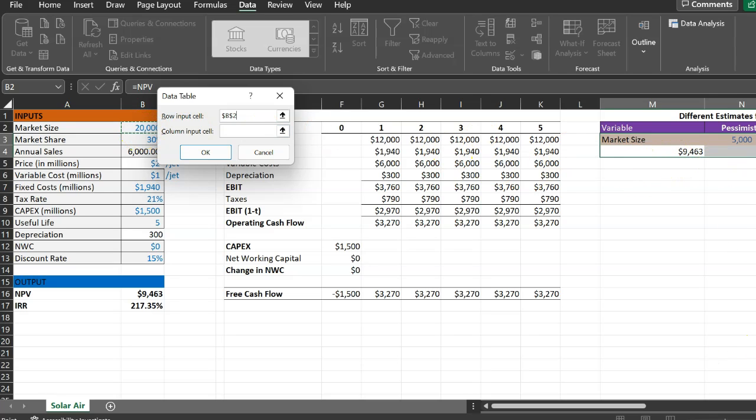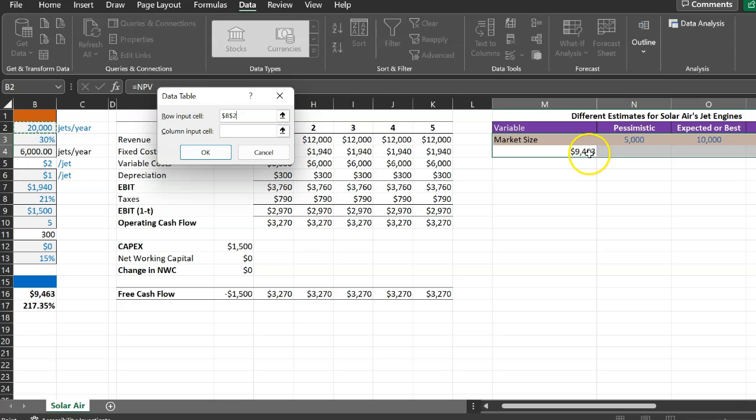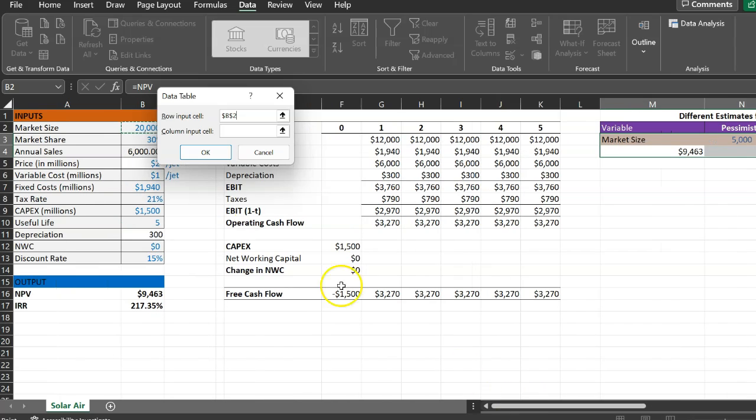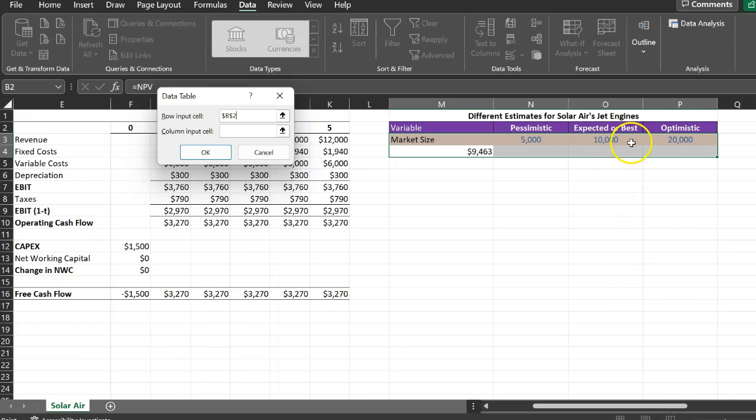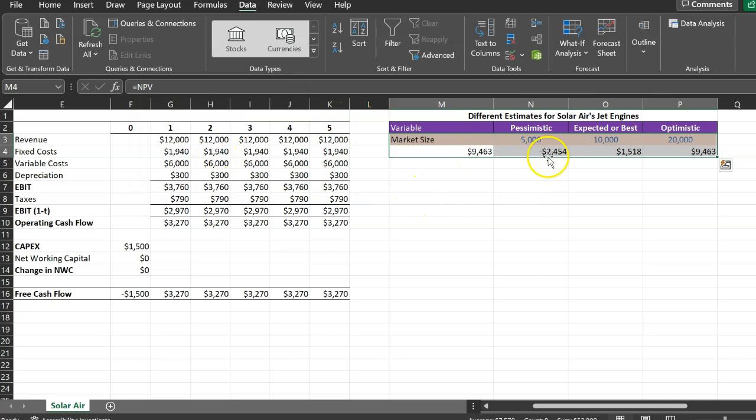When you highlight the cells in this way, Excel understands that you essentially want it to change the market size numbers to 5,000, then 10,000, and then 20,000 behind the scenes in this NPV formula. So when you press OK, it'll show you what the NPV is going to look like in these different situations. It has already done this math behind the scenes, telling you that if your market size were instead 5,000, then the NPV is going to be negative 2454.